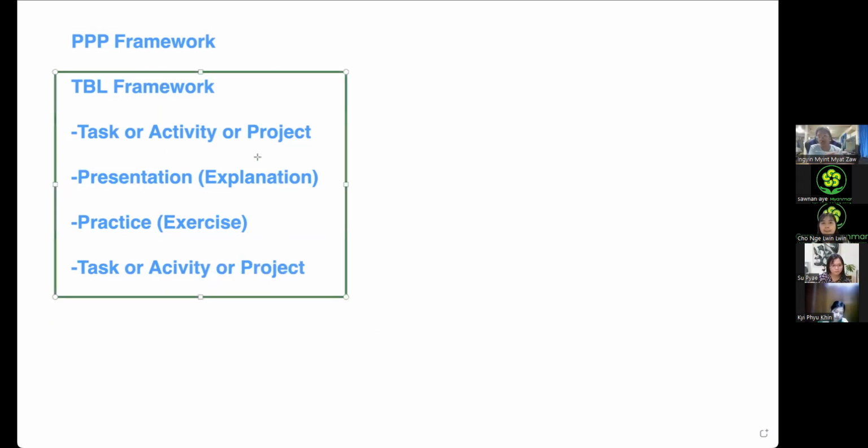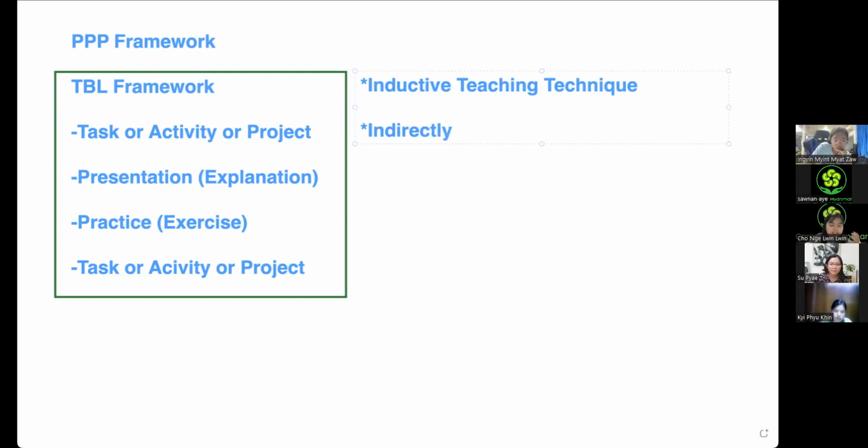Mostly for PPP, we could say it's a deductive teaching method, right? We teach something directly to our students. For TBL, we could say it's a kind of inductive teaching technique, because we don't teach the students directly, we teach students indirectly. Indirectly means we never explain the words or give the rule to the students. They have to discover it on their own. So activity first, explanation later.